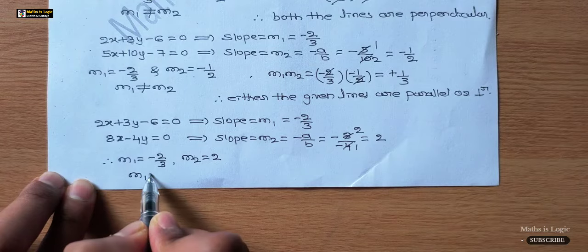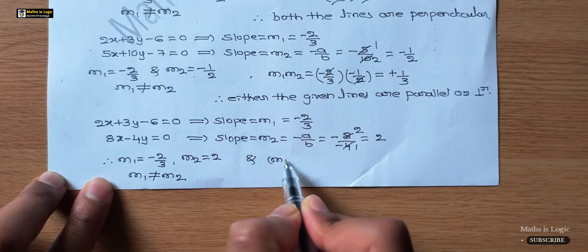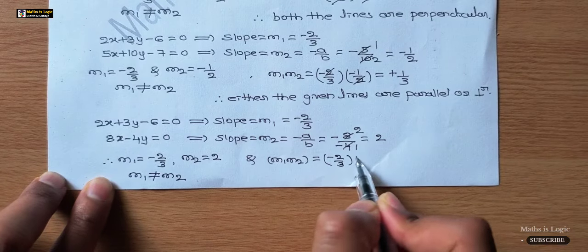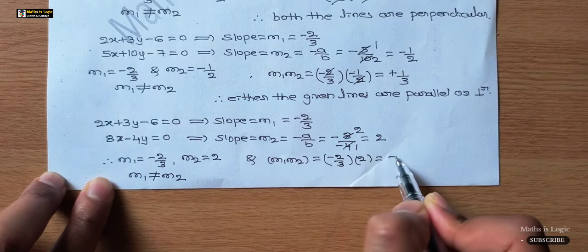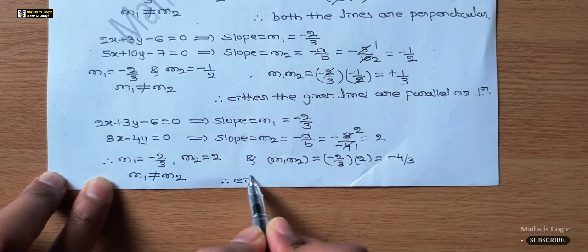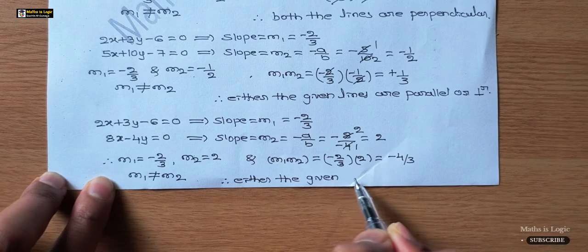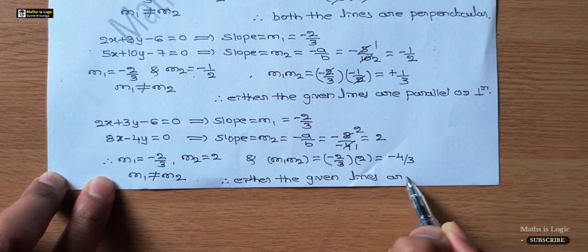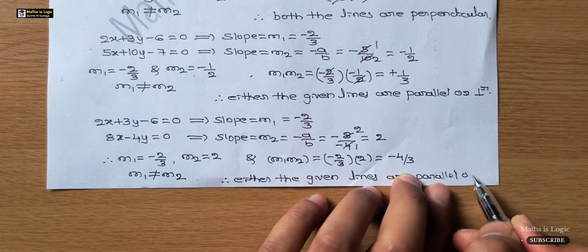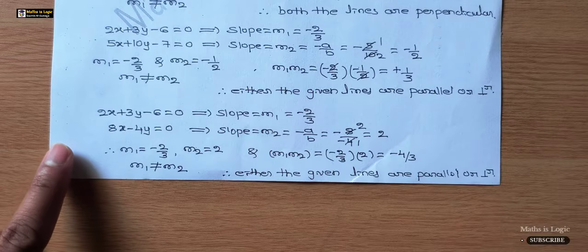That means m1 is not equal to m2, and m1 into m2 is equal to, m1 is minus 2 by 3 and m2 is 2. So that means minus 4 divided by 3. Therefore, write: either the given lines are parallel or perpendicular. So this is how you need to show this result.